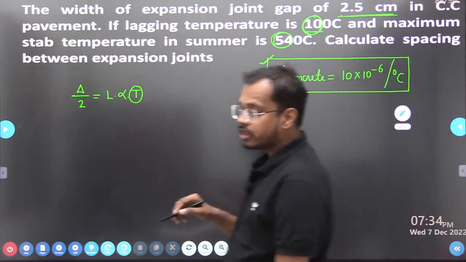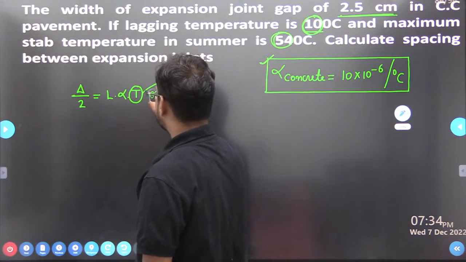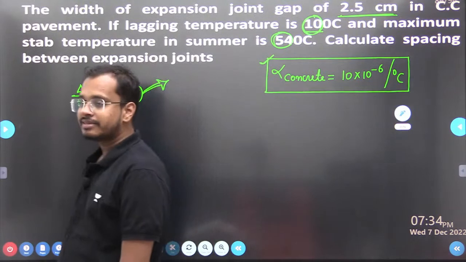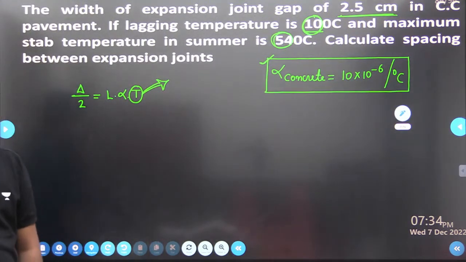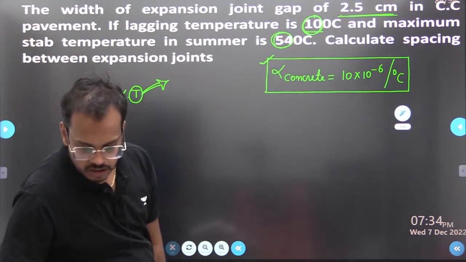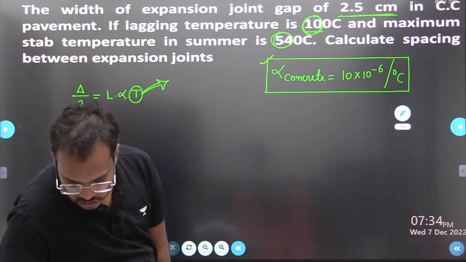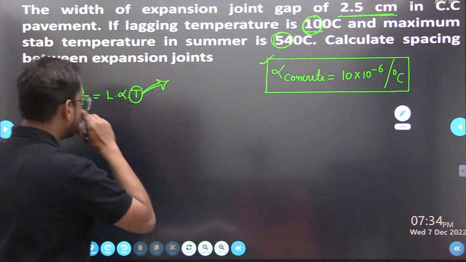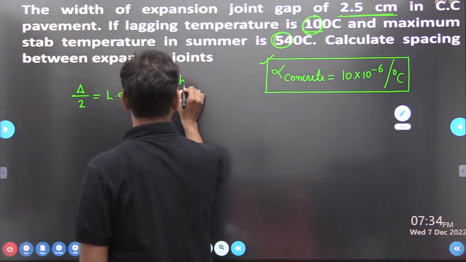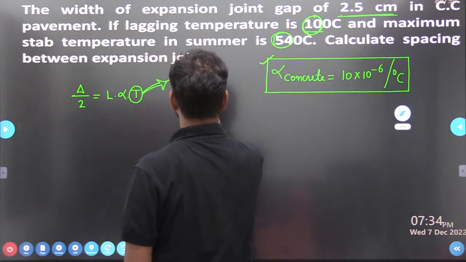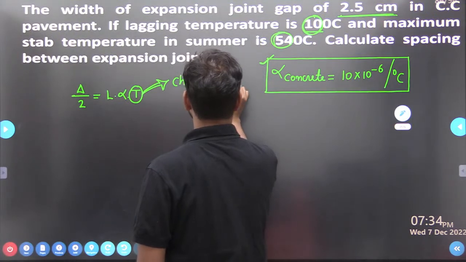What do you mean by T? T is not a temperature. Please remember this point. T is the change in temperature. Clear? If I talk about T, T is not a temperature, T is the change in temperature. Now what is the change in temperature, my dear friends?